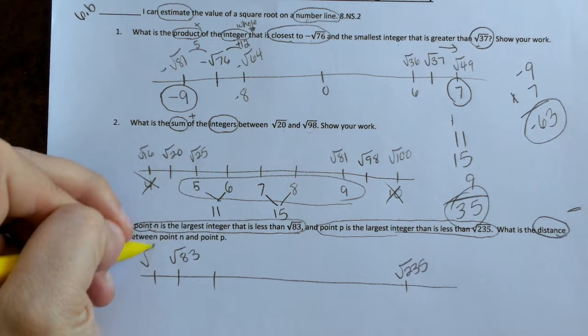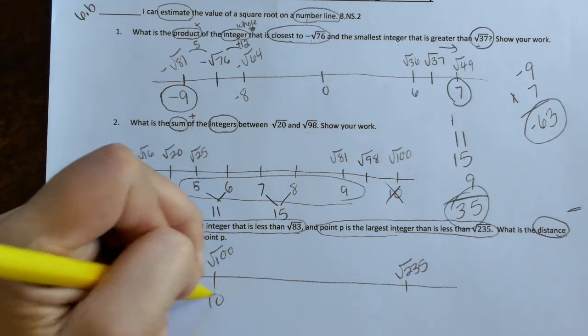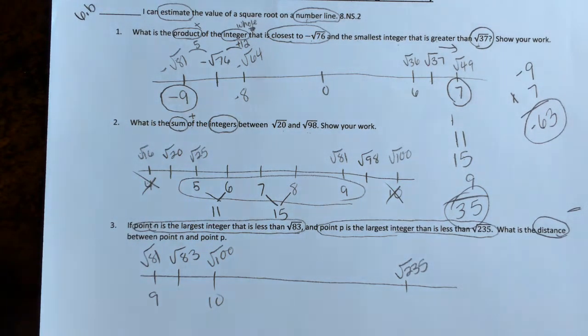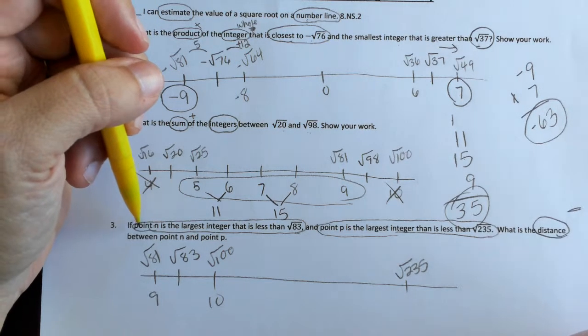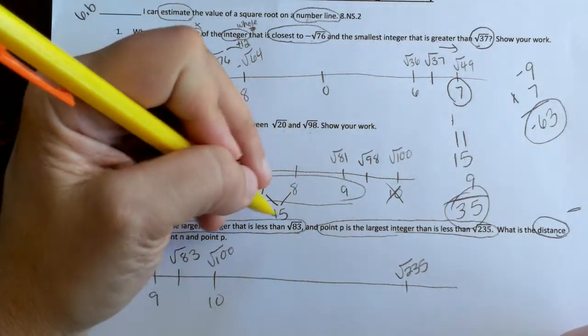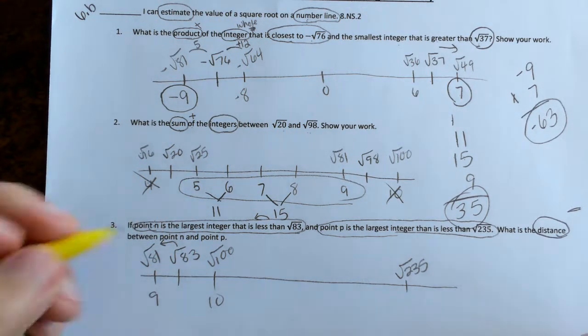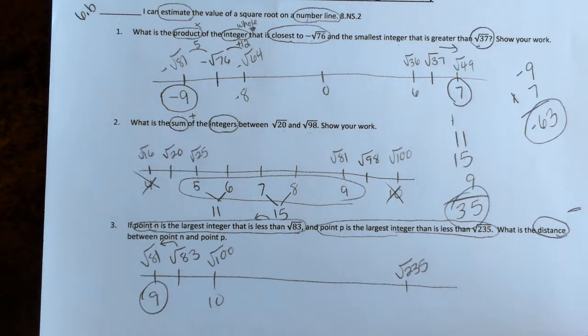Dashes on either side. Square root 81 is 9. Square root 100 is 10. I know 83 is 9 point something, so that makes sense. Point N is the largest integer on the less than side. The less than side is the left side, going to the smaller side. The largest integer there is 9.